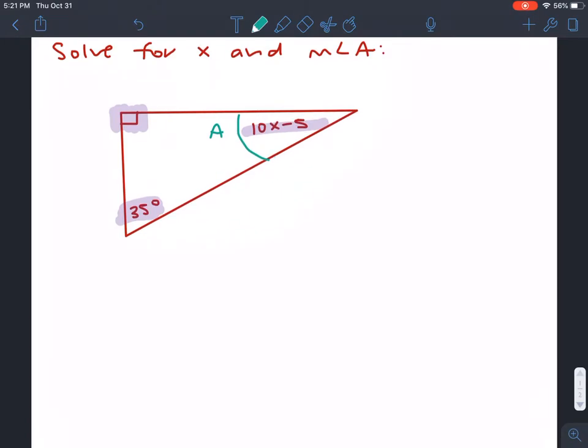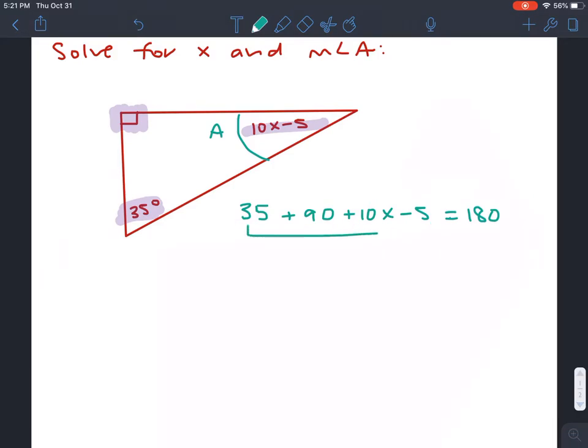So the three things I'm going to add up are 35 plus 90 plus 10x minus 5, and that equals 180 degrees. Again, we're just going to take the things that I was given. So it's basically one angle, the second angle, and then the third angle, and I add them up.